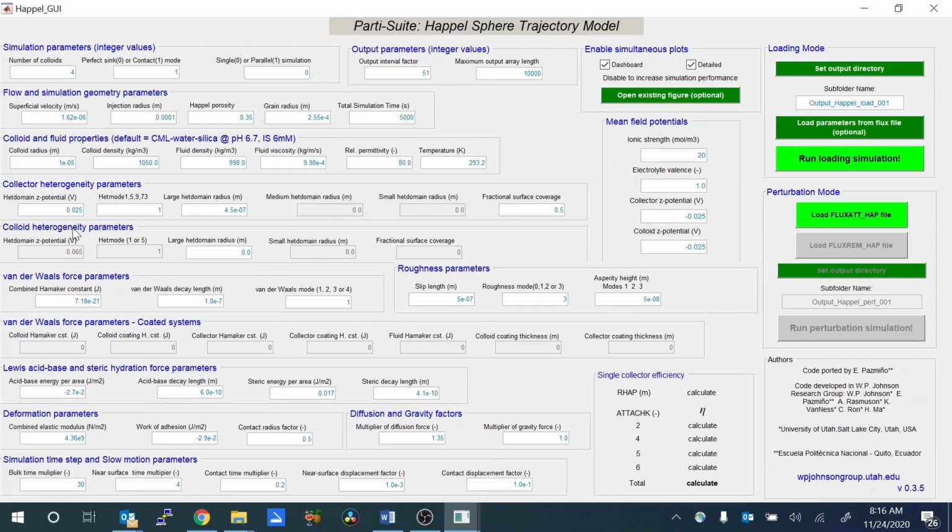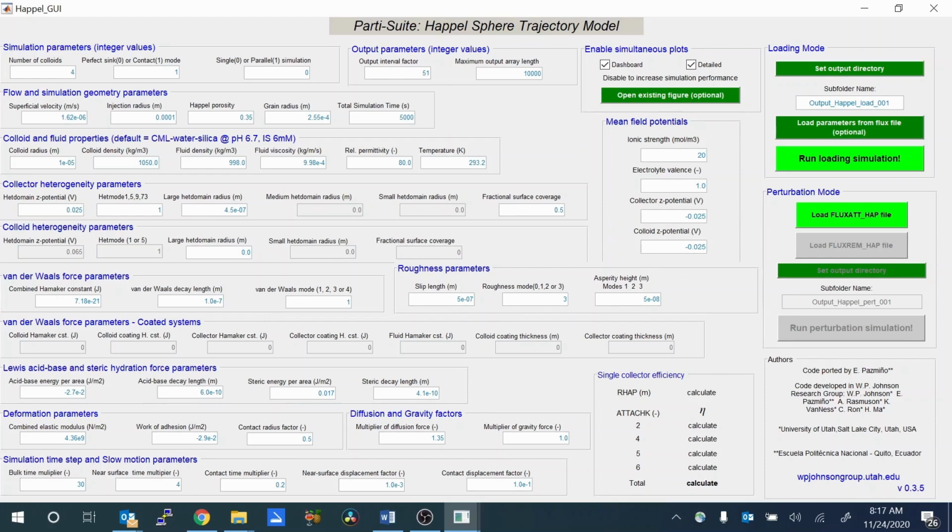The van der Waals force parameters correspond to polystyrene latex interacting with glass across water. Roughness, I'm going to set to 50 nanometer asperities that set the colloid collector interactions. They're going to be on both surfaces. And then larger asperities of 500 nanometers are going to set the hydrodynamic slip length. All that's explained in Rasmussen et al.